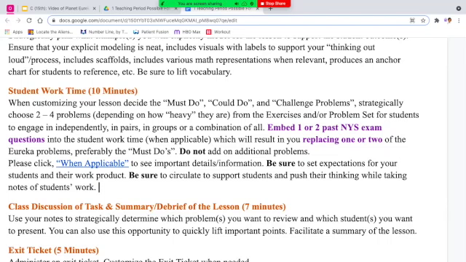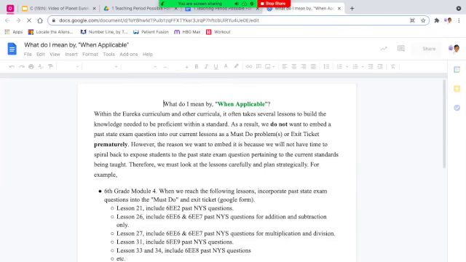So I'm going to click here to see the important details or information about when applicable. But before I do, I want you to be sure to set expectations for your students and their work product when they are working independently or with their peers. And be sure to circulate to support students and push their thinking while taking notes of students' work. Let's see what I mean by when applicable.